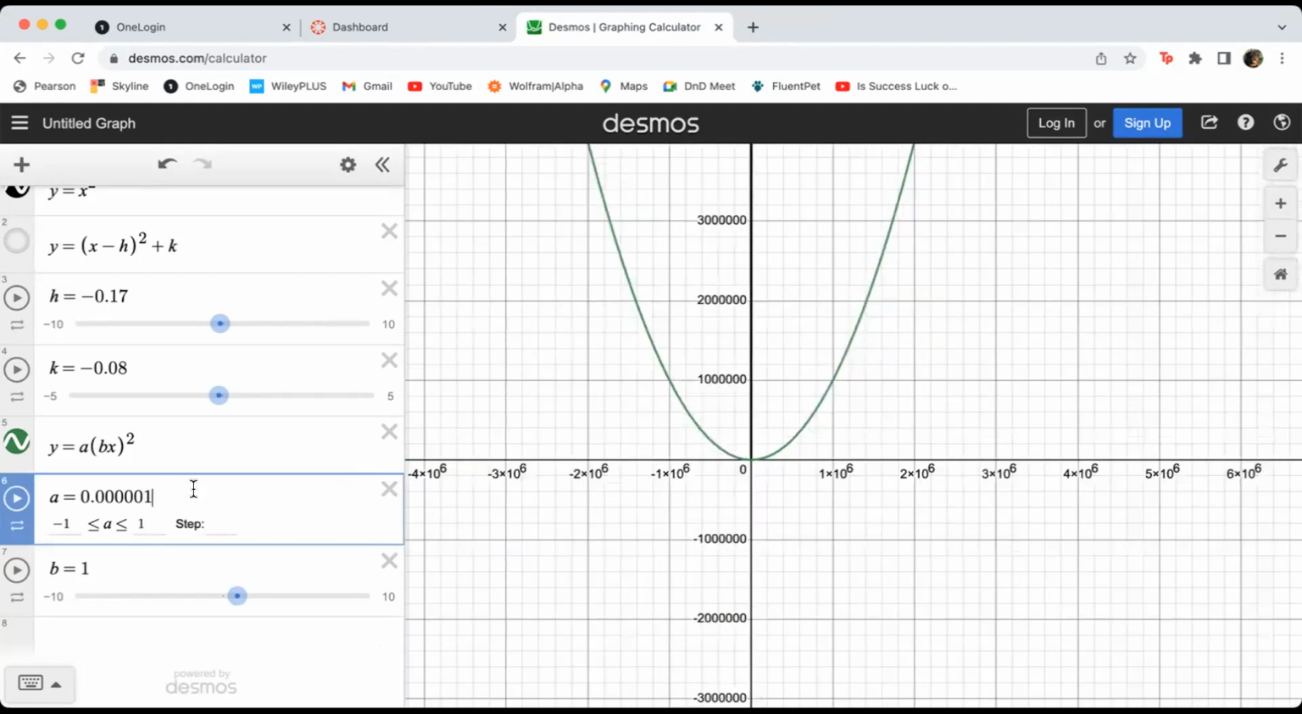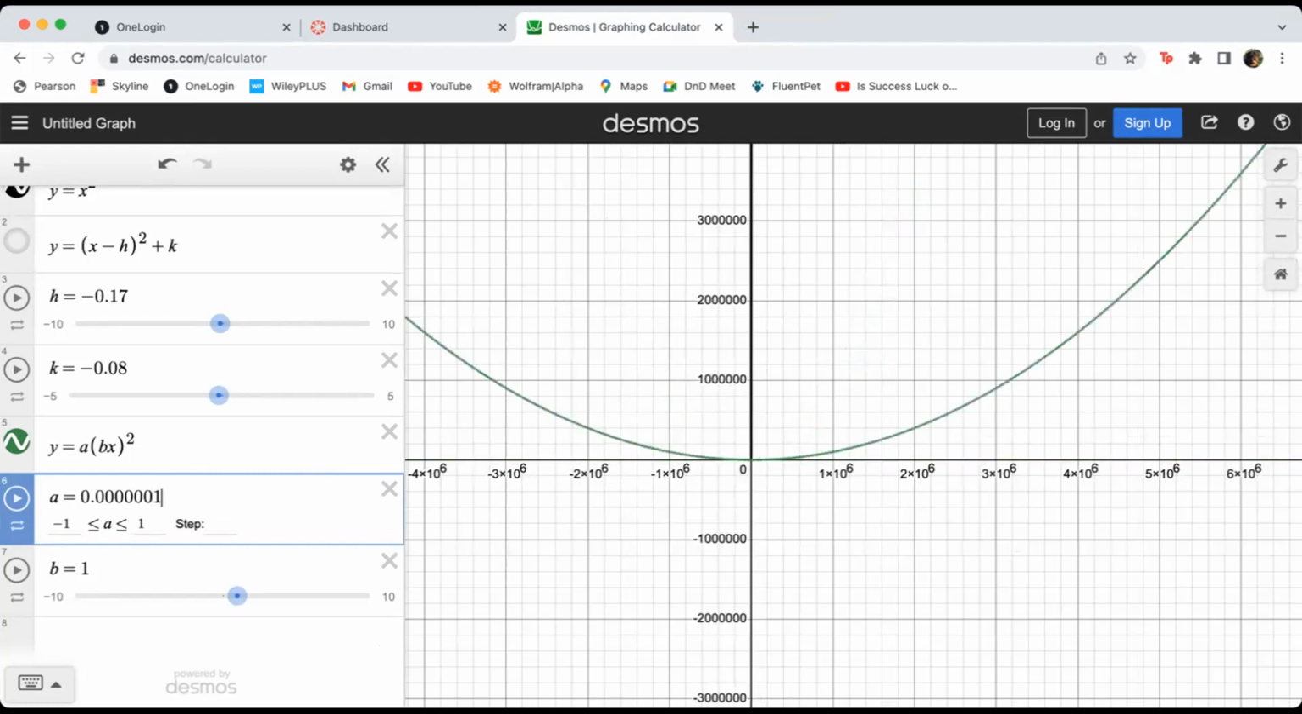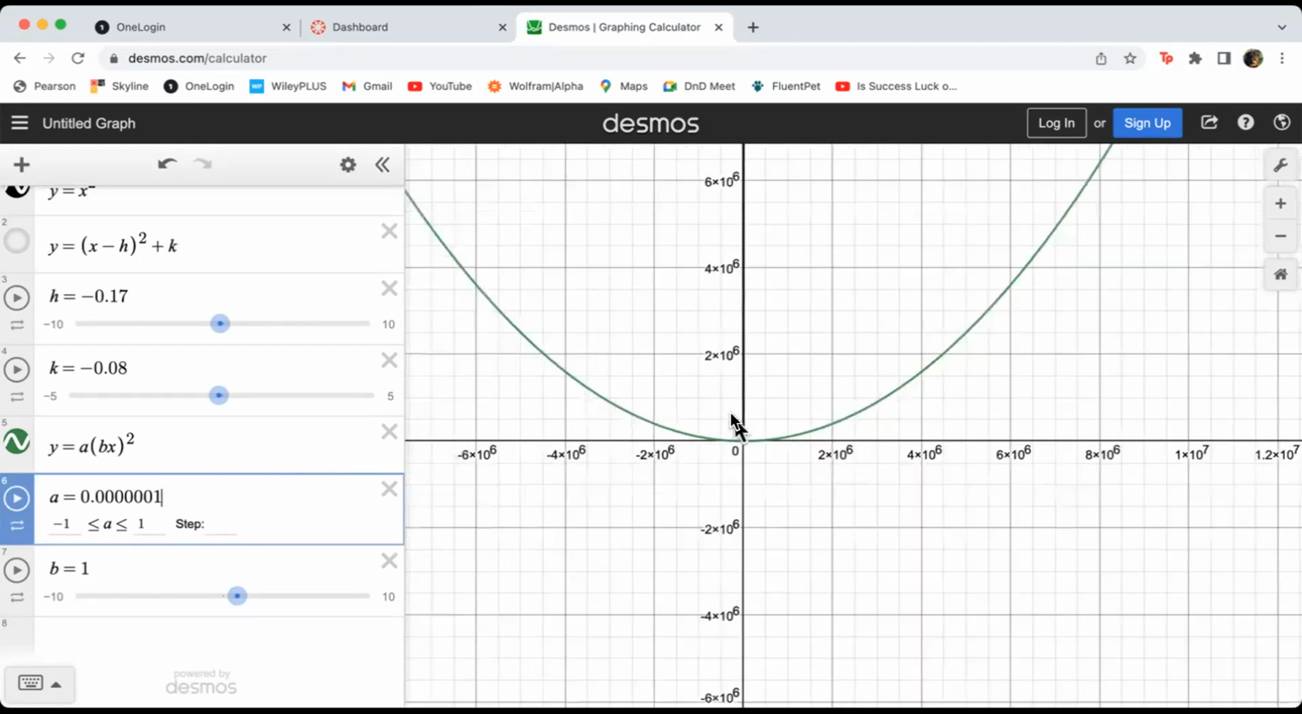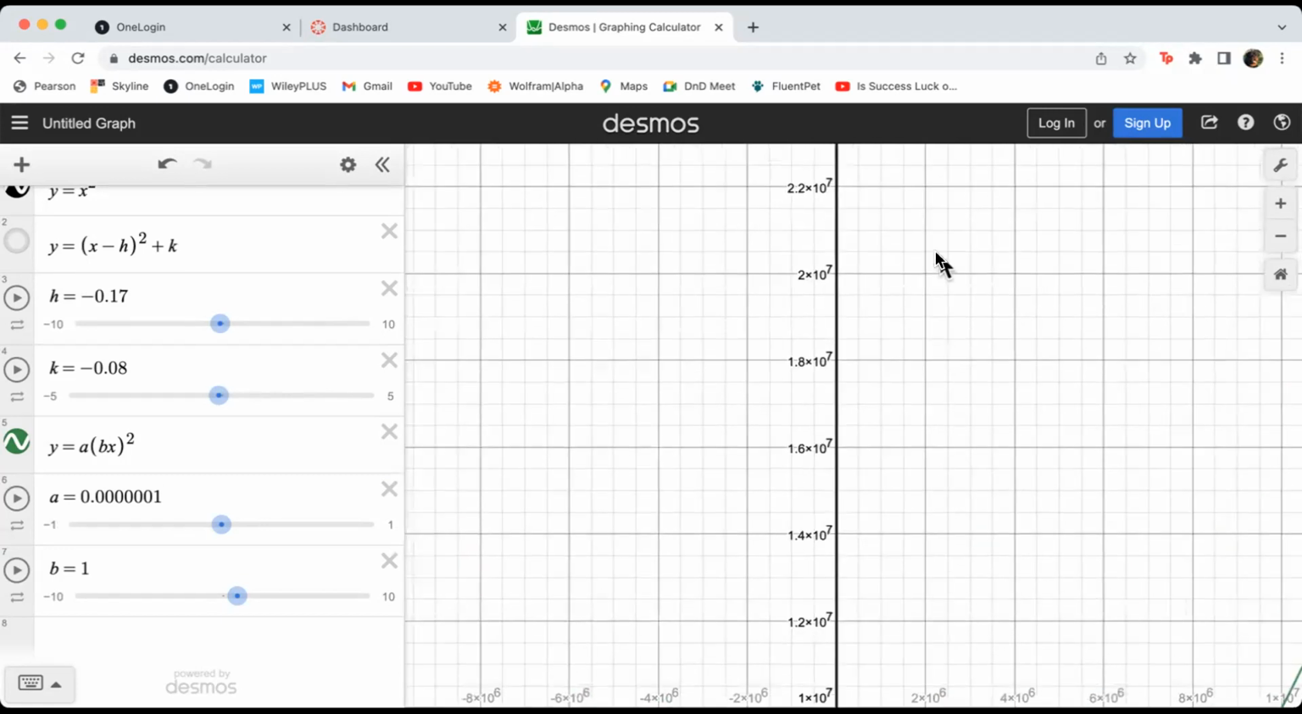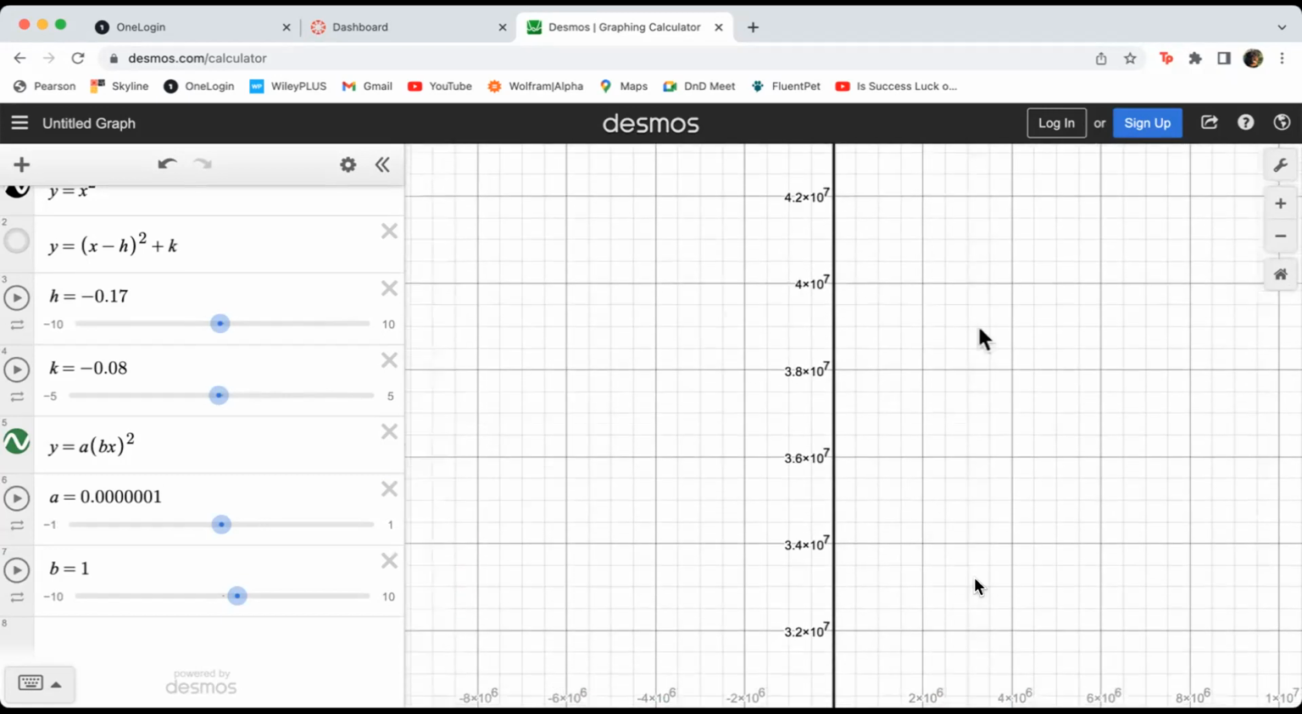We're getting pretty far out there now. So now we've gone, this is 2 times 10 to the 6th. Now I'm zoomed out so far, my original parabola, we can't even see it anymore. It's collapsed down onto the y-axis. We can see it a little bit up here if we scroll up, that the line is just thicker.